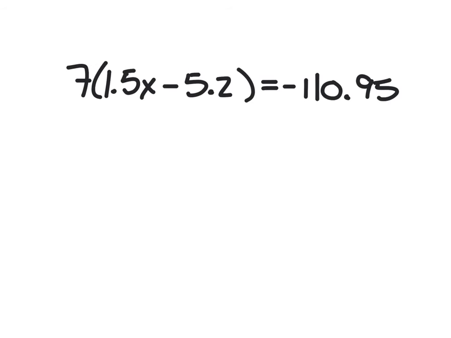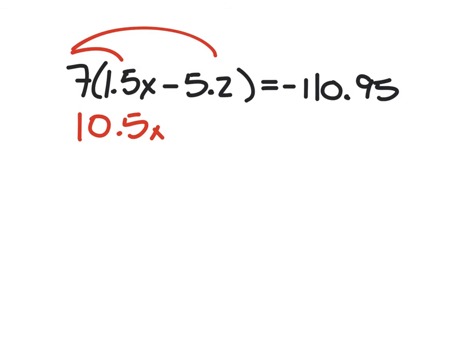With a problem like this one, the first thing we should always be looking to do is make sure you're distributing. So let me pull up that calculator again. So I got 7 times 1.5 x's. Oh, I didn't type that in. Let me try that again. 7 times 1.5, and that's going to tell me how many x's I got. 10.5 x's. So yeah, that was good.